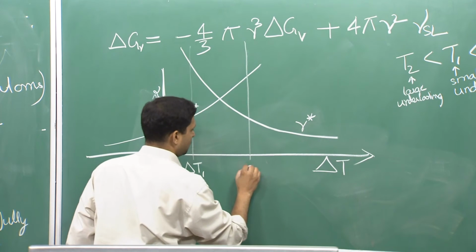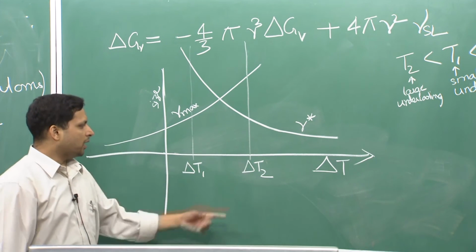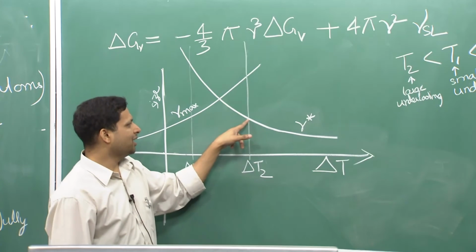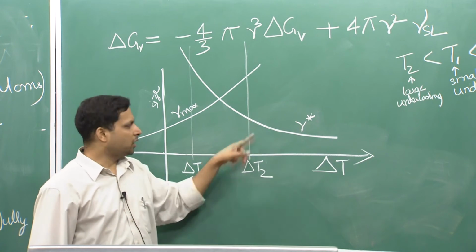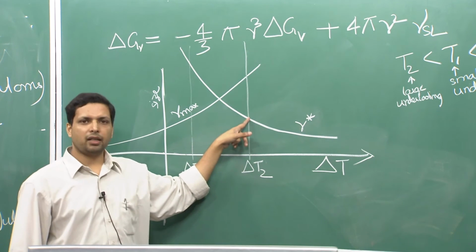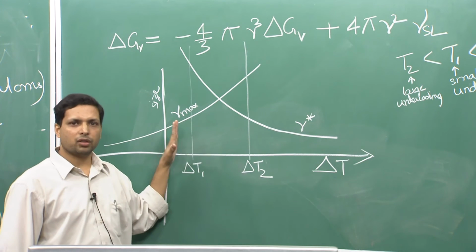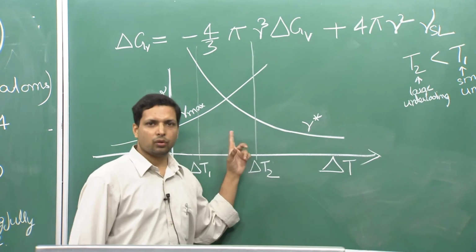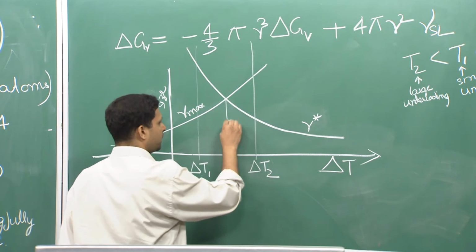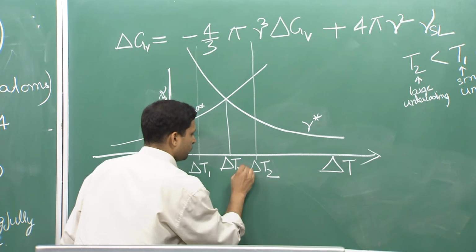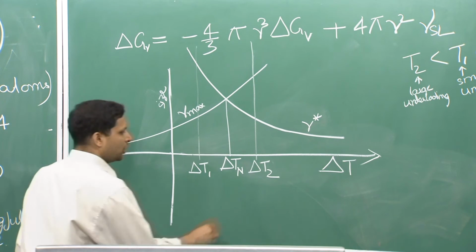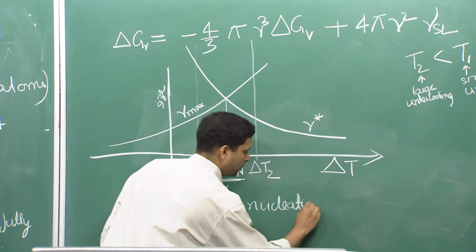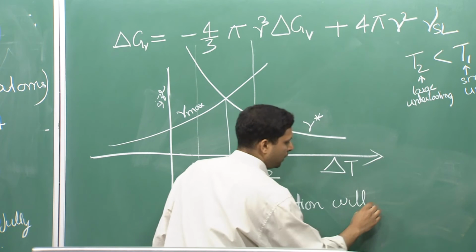Now let us get to a larger undercooling, delta T2. At this undercooling, the maximum possible cluster size is this, and all you need to get solidification is a much smaller radius, a much smaller cluster size. Therefore over here you can easily get solidification, but here it is almost not possible. So there must be a critical value of delta T where you can start to get solidification, and that delta T is this. We will denote this by delta Tn, meaning it is this particular temperature where actual nucleation will start to take place.